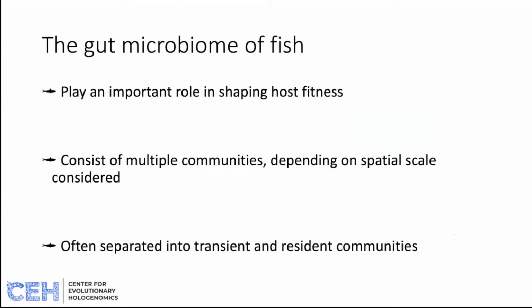As most of you here at the center probably know, microbiomes of fish, and any other host, are important for shaping the host's fitness. And as you probably also know, it's not a single community. We can have skin microbiomes, or if you're a fish, a gill microbiome, and also the gut microbiome. And depending on the spatial scale, you have different communities, even at the gut level. When it comes to fish, and also other animals for that matter, the most common distinction in the gut is between transient and resident microbial communities.